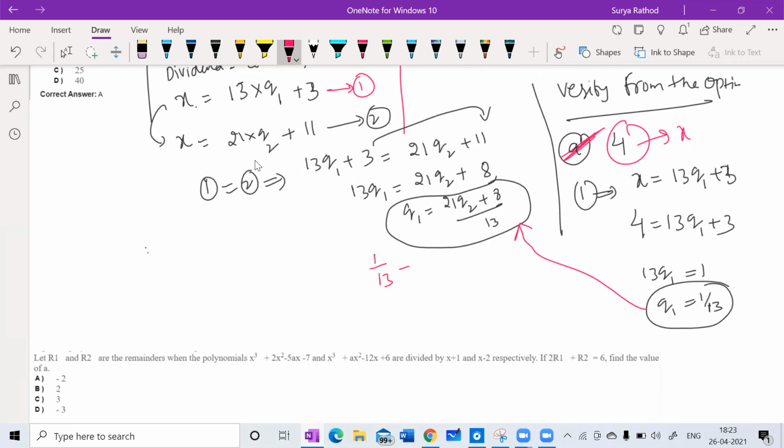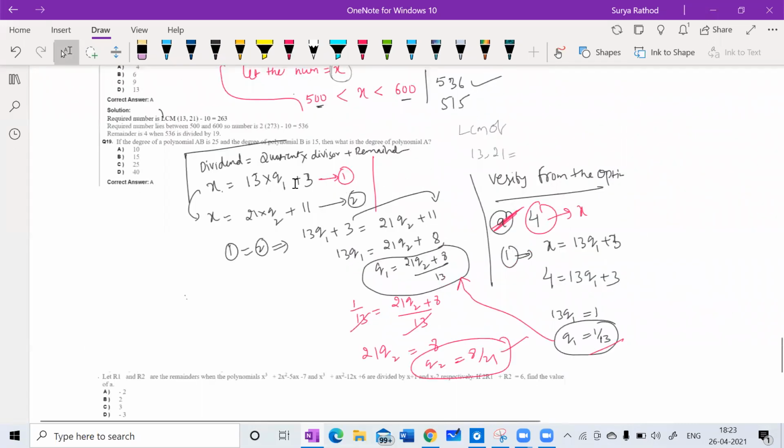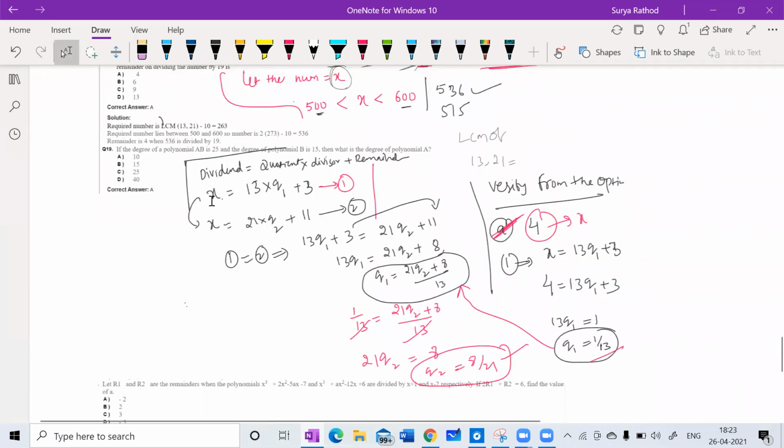1 by 13 is equal to (21 q2 plus 8) by 13. So 13 will get cancelled. So my q2 is what? q2 is equal to 8 by 21. This is what I got. So what is he asking? What is he asking from the question?